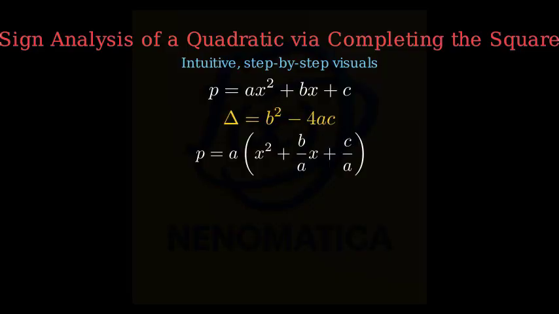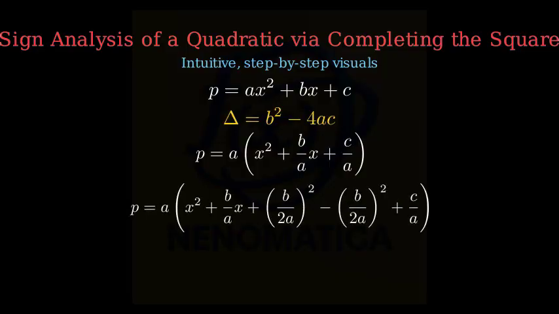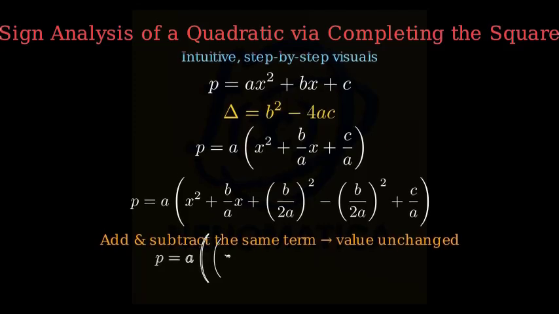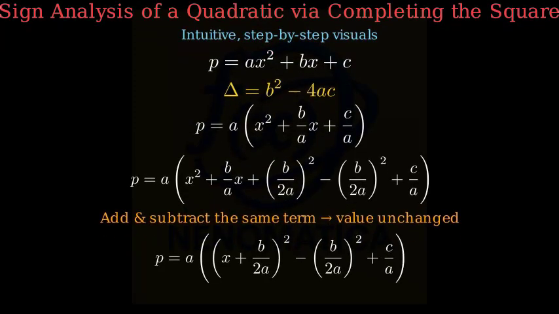Now complete the square inside the parentheses. Add and subtract the quantity b over 2a squared, which is b squared over 4a squared. This does not change the expression, but lets us form a perfect square. Collect the first three terms as a perfect square. That becomes x plus b over 2a, squared.